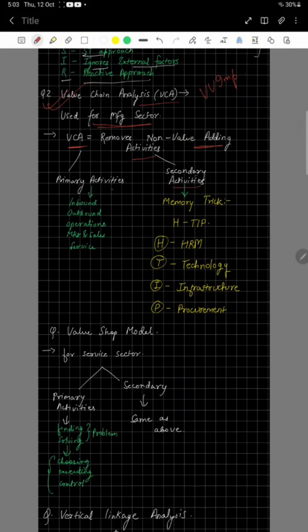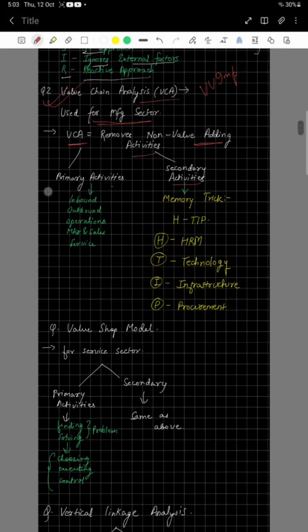In value chain analysis, primary activities are very easy to recall: inbound logistics, outbound logistics. There will obviously be two kinds of logistics, inbound and outbound. Then there are operations, whatever the production and all goes. After that obviously sales will happen. For sales we have to do marketing, so marketing and sales. And then after sales what happens? Customer service. So inbound, outbound, operations, marketing and sales, and service.